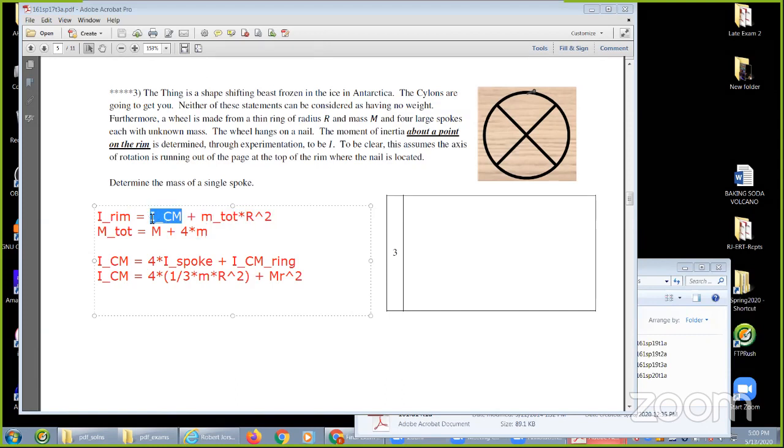Now look at this I center mass. We know everything. Whoops, this should be a capital R, I think. We know everything here, everything here, everything here, except for m. So if you look at this, you know everything except for little m. Solve for little m. How was that one? Is that good?